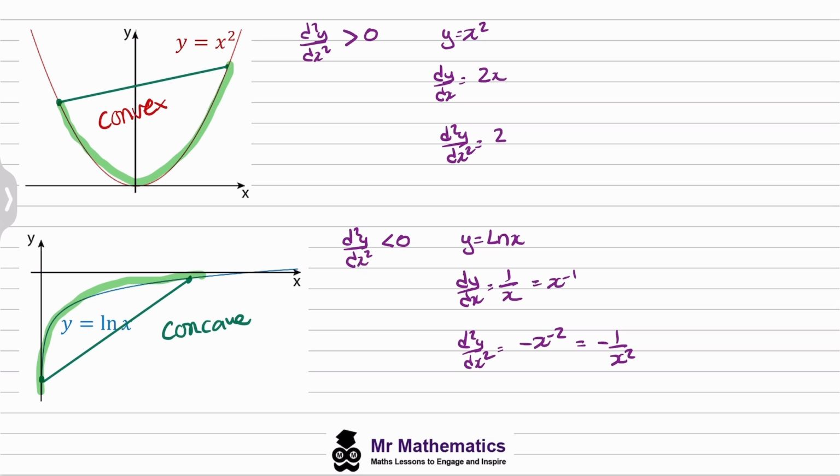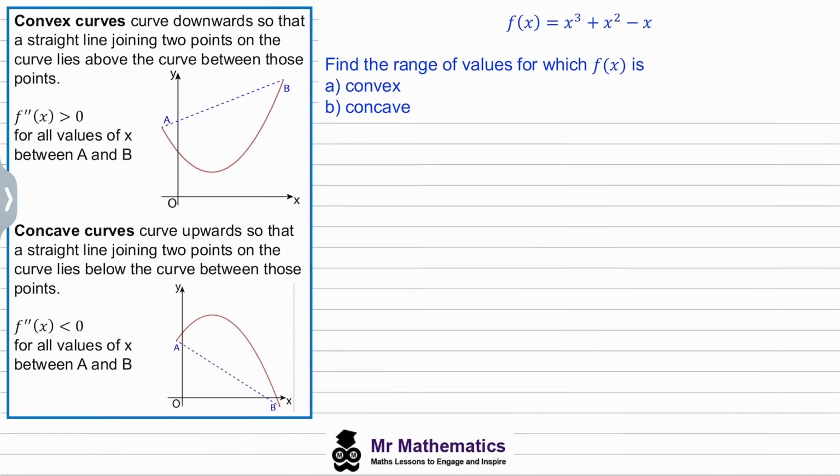Okay? So as we progress through this video, we'll be applying these two ideas. If we look at example 1, we're given that f of x is x cubed plus x squared minus x. We need to find the range of values for which f of x is convex and concave. So if we work out the first derivative, this will be 3x squared plus 2x minus 1. We'll work out the second derivative, the rate of change of a gradient. This will be 6x plus 2.